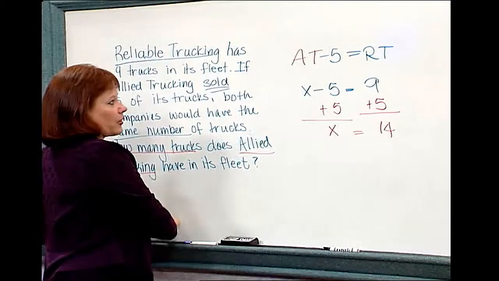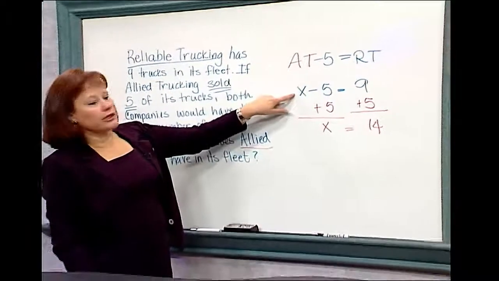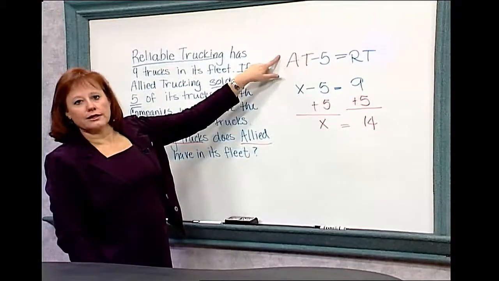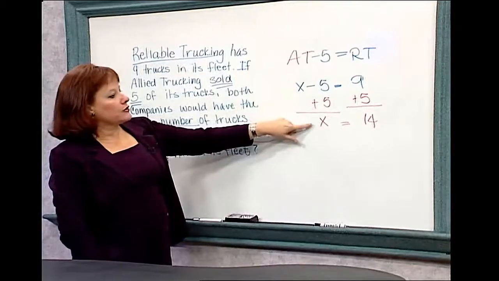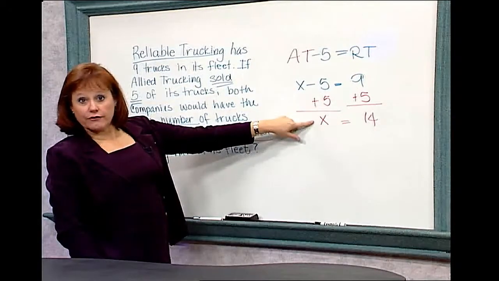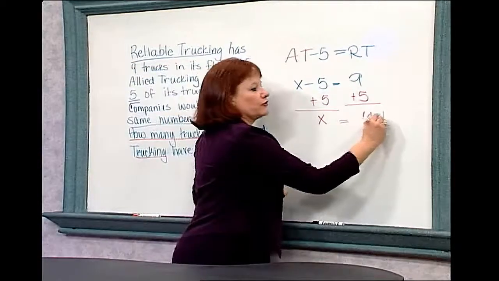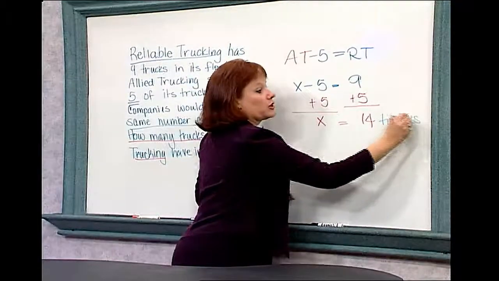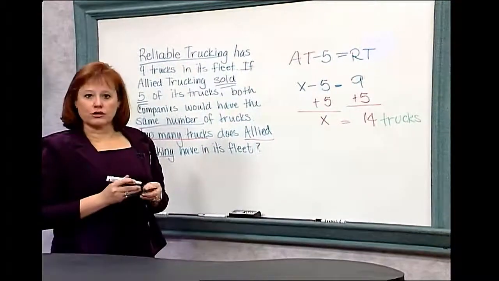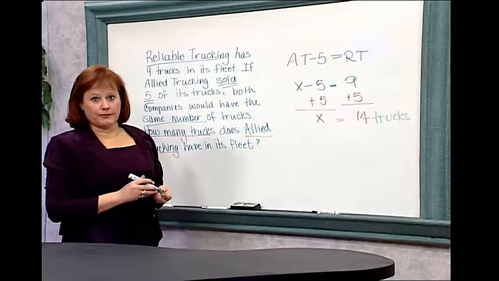If I go back through my problem, I see that I let x be the unknown that represented the number of trucks in the Allied trucking fleet. So x is the number of trucks in the Allied trucking fleet, and I can say x is equal to 14 trucks. You want to be sure and label your answer so that you know your answer makes sense in the context of the problem.